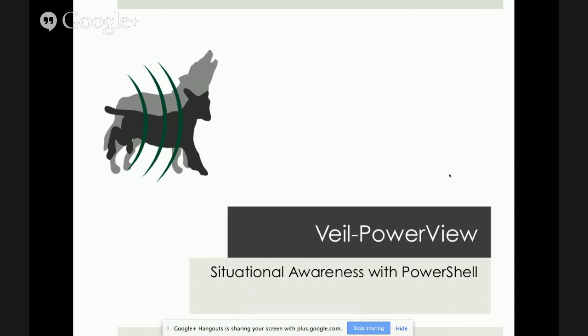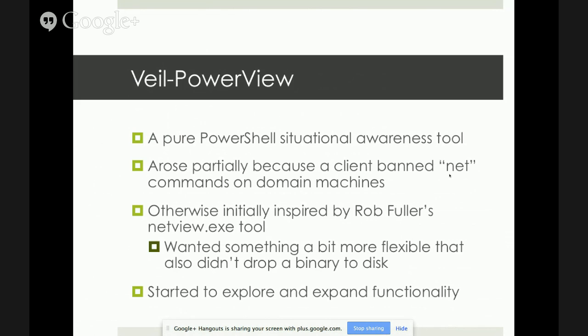So, Veil-PowerView. This was the third tool released. It came out in, I think it was March. This is a Windows network and domain situational awareness tool that's written completely in PowerShell. So it's compatible with version 2. It'll run on Windows 7, it'll run on Windows 8, it'll run on whatever Windows platform you can invoke it on, as long as it has PowerShell running and enabled. So again, a pure PowerShell situational awareness tool.